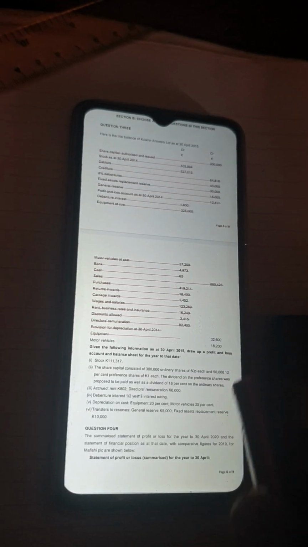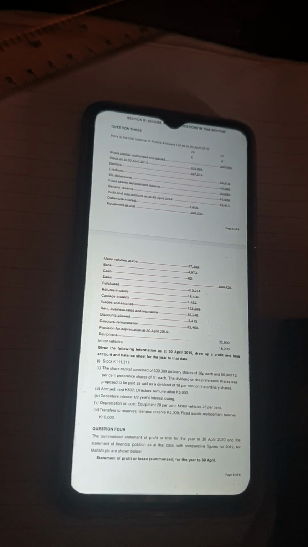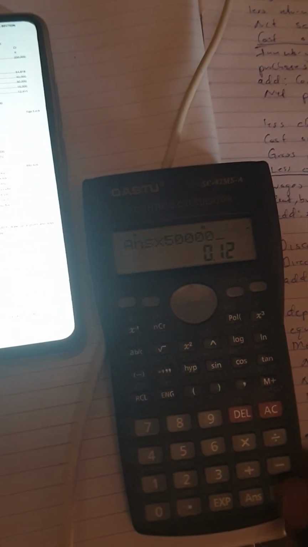So they're saying there was 300,000, which is ordinary shares, which was 50 each, and also 50,000 in which there was 12% preference share of 1 kwacha each. So on the preference share there's 12%. 12% of how much was the preference share? They're saying it was 50,000. So 12% times 50,000, we have 6,000. That is the preference dividend.